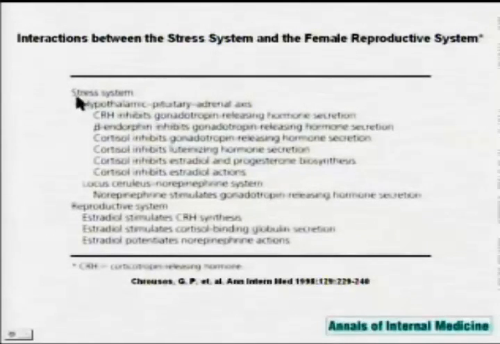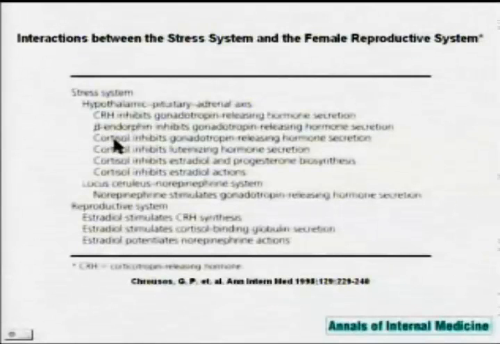So in this table, we're seeing the stress system, which is the hypothalamic pituitary adrenal axis, or the HPA axis. The CRH, corticotropin-releasing hormone, inhibits gonadotropin-releasing hormone secretion, decreases GnRH release. Beta endorphin, well, here they're talking about neurons within the hypothalamus producing beta endorphin that are activated by stress, inhibit GnRH secretion.